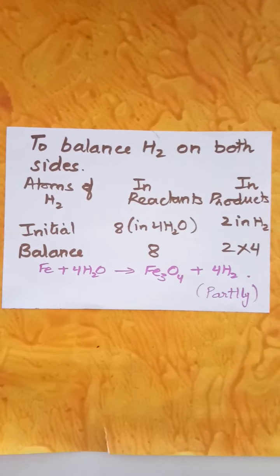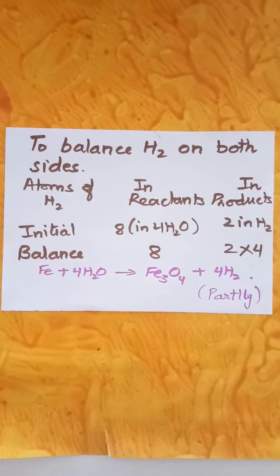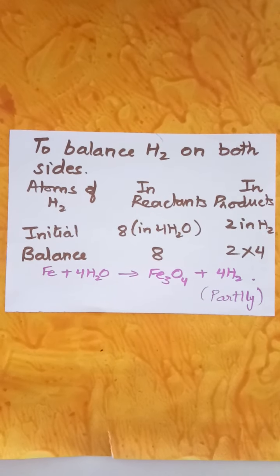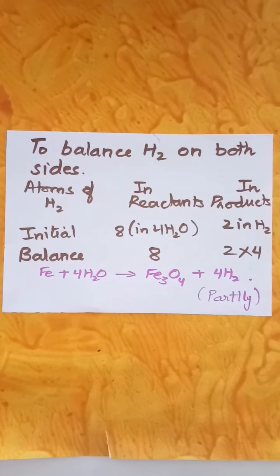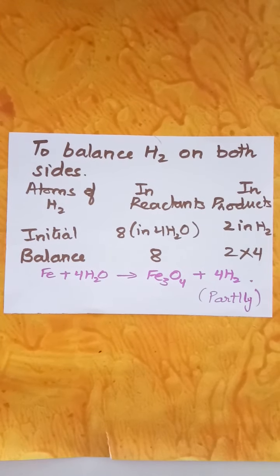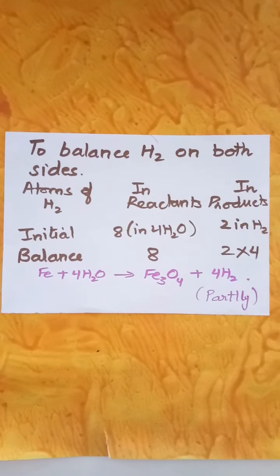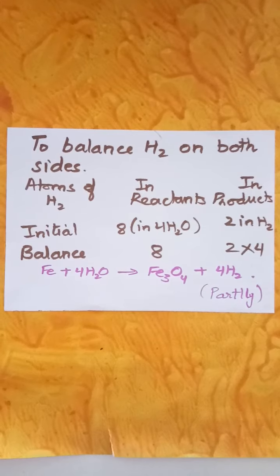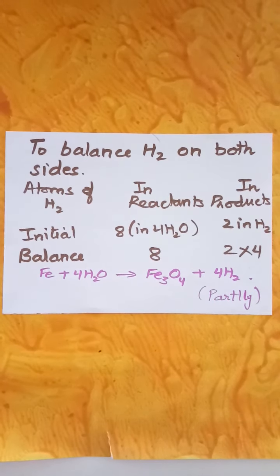Next we select H2 and compare. H2 on the reactant side initially is now 8, whereas it is only 2 on the product side. So to balance this, we multiply the product with 4 and we get another partially balanced equation. Fe plus 4H2O gives you Fe3O4 plus 4H2.